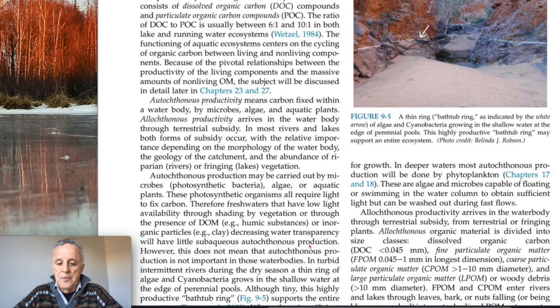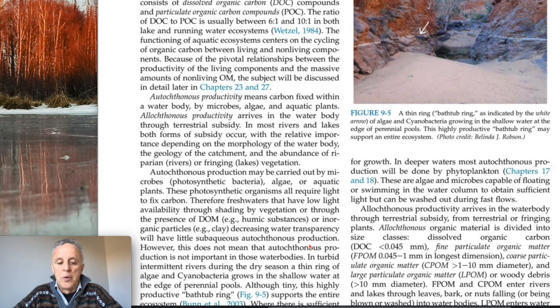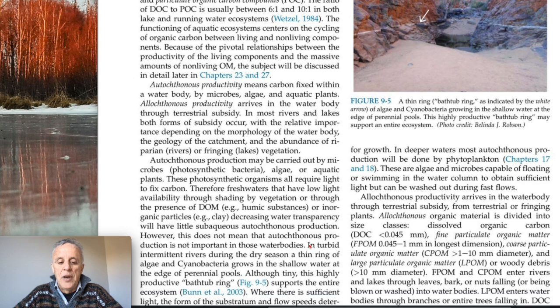Autochthonous production may be carried out by microbes, photosynthetic bacteria, algae, or aquatic plants. These photosynthetic organisms all require light to fix carbon. Therefore, freshwaters that have low light availability through shading by vegetation or through the presence of dissolved organic matter or inorganic particles, decreasing water transparency, will have little subaqueous autochthonous production.